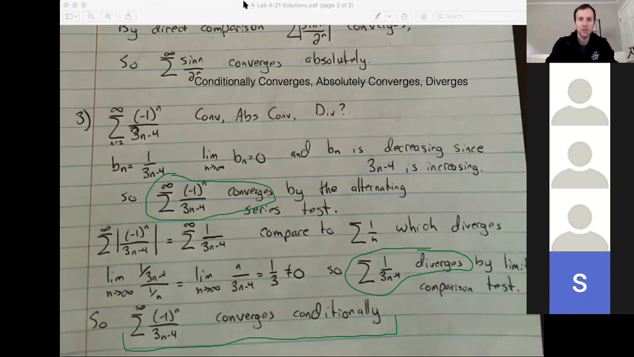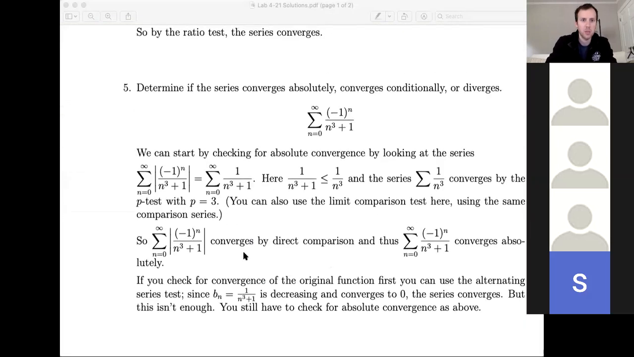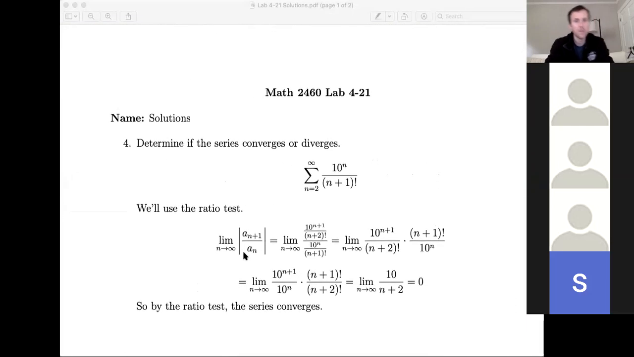Questions about that, or this kind of problem? So we're almost out of time, but that's the bottom, come up here. Okay.